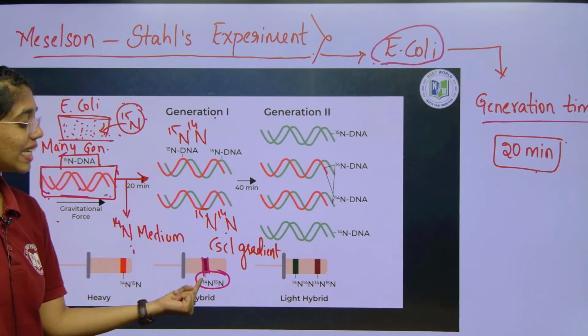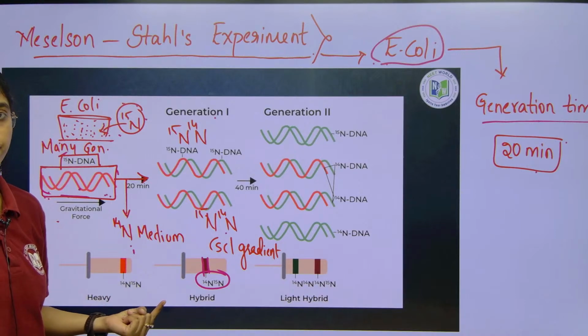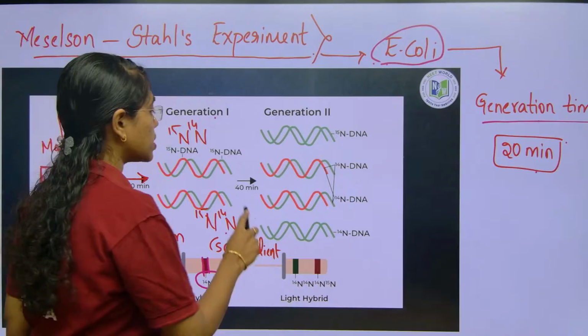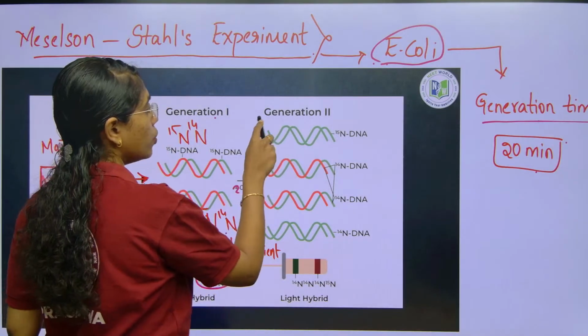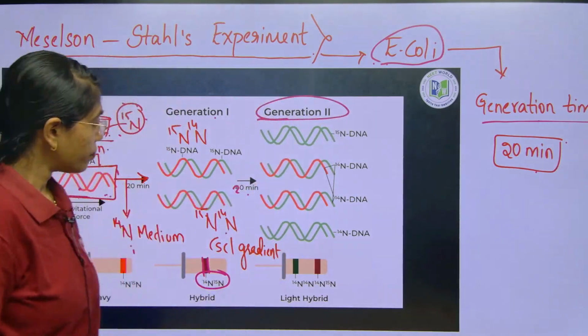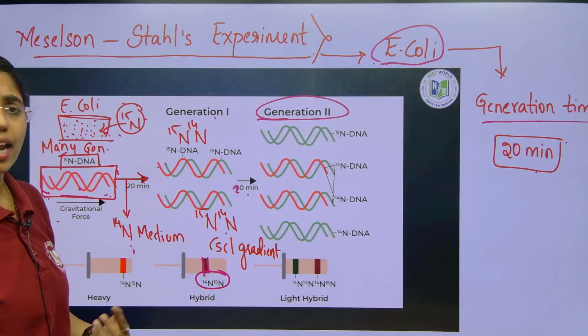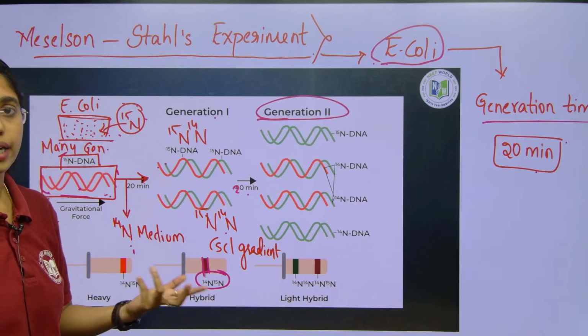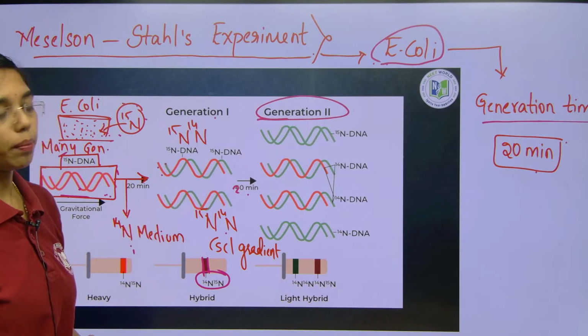Wherein you got only single bond, that is N14, N15. And then again, when one generation time is considered, that is 20 minutes, you will get the second generation. Now here each strand will act as parental strand, right, according to semi-conservative method of DNA replication. Each strand is the parental strand.